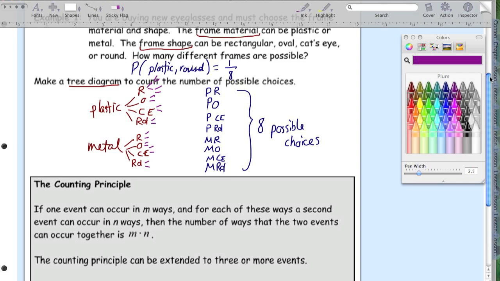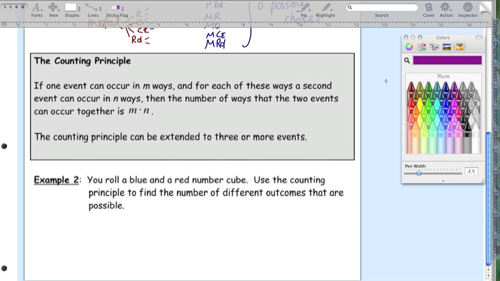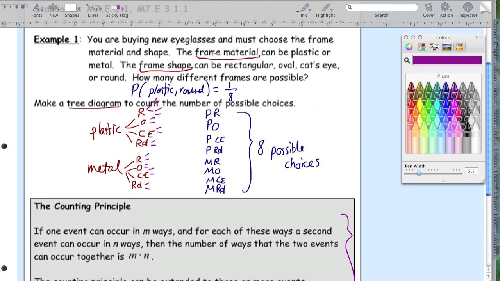So there's something called the counting principle. And you can read the math lingo here. But really what it says is you figure out how many options there are for your first event, which in our case, we'll just go with what the real problem was saying. For our first event, it was the frame material. There were 2 options. And then we figure out how many options there were for the second event. That was the frame shape. There were 4 options. And if we multiply those 2 together, we get our answer right off the bat.